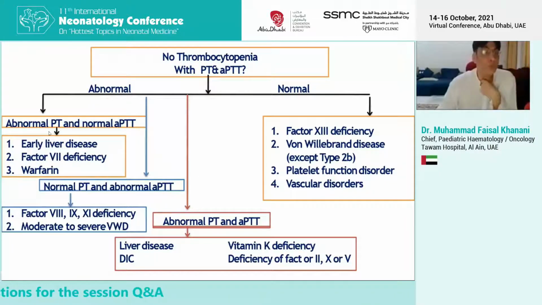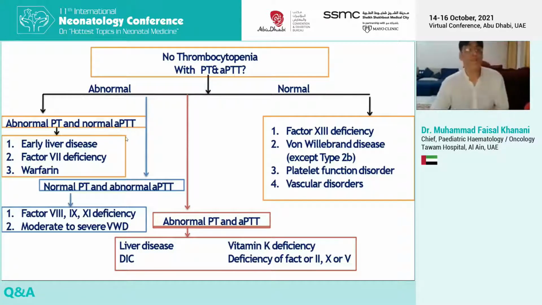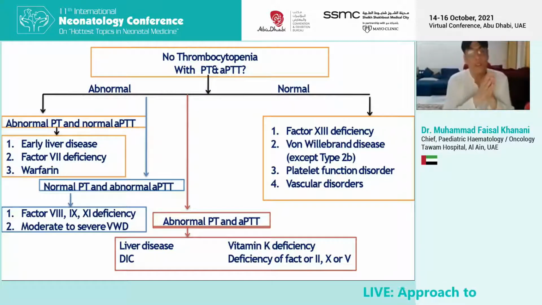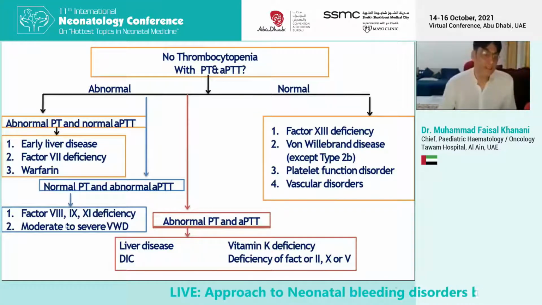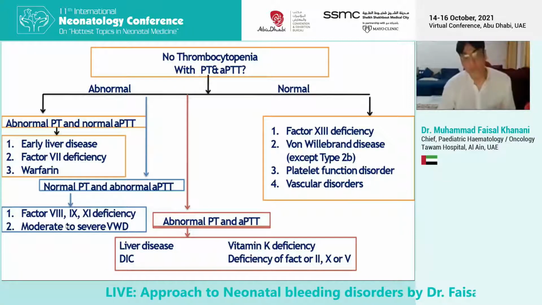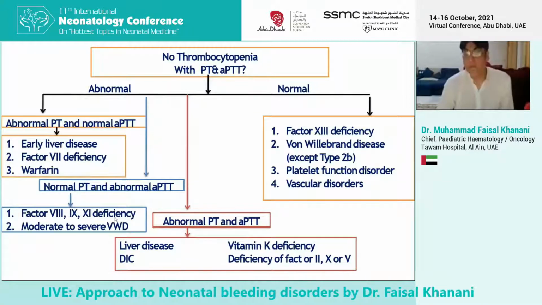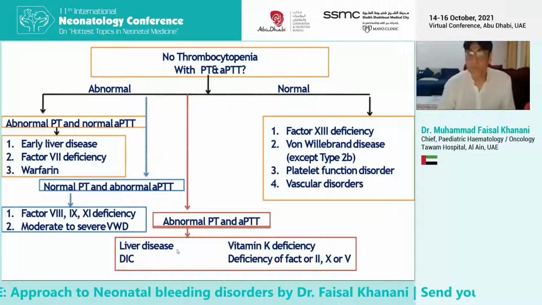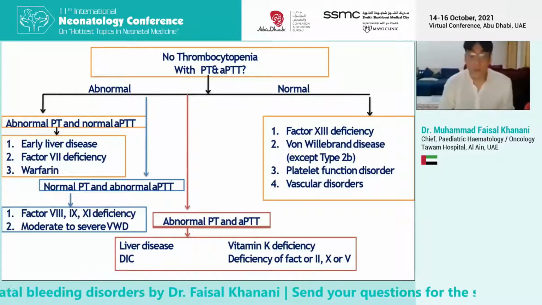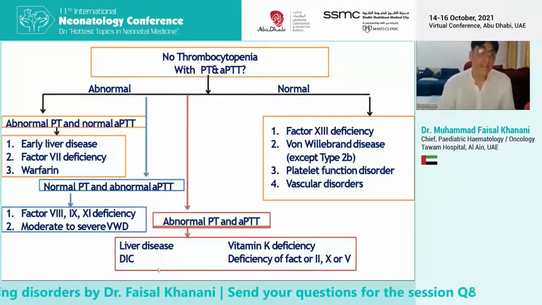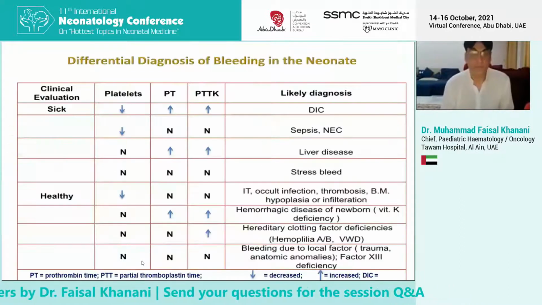When you come with abnormal PT and normal APTT, the commonest thing is either early liver disease, because in liver disease both will be abnormal, or factor 7 deficiency or warfarin. And if you have normal PT and abnormal APTT, the commonest thing is factor 8, 9, and 11 deficiency, or moderate to severe von Willebrand disease. If both are abnormal, the commonest thing, which we don't see now because vitamin K is mandatory for all newborns, and I will discuss that later, is vitamin K deficiency, and then liver disease and DIC.